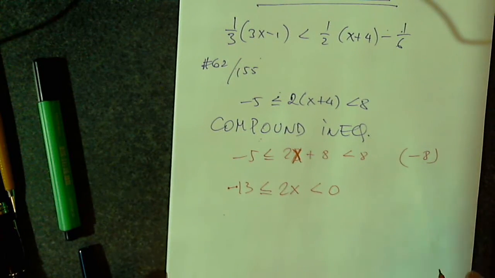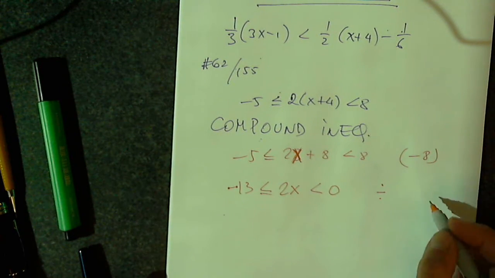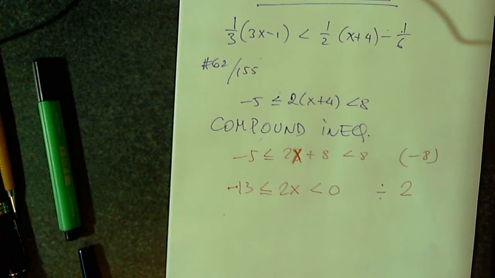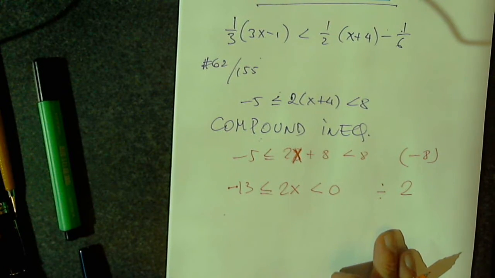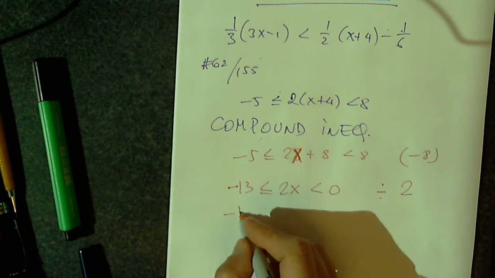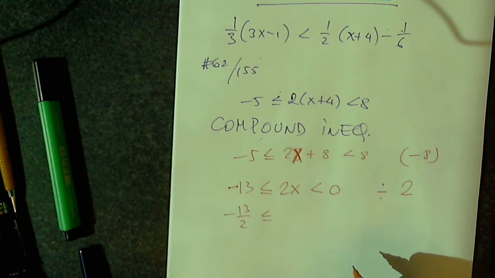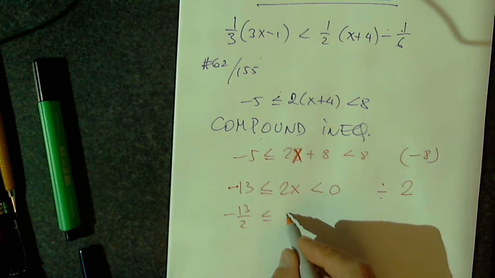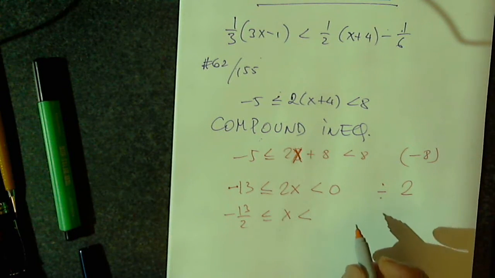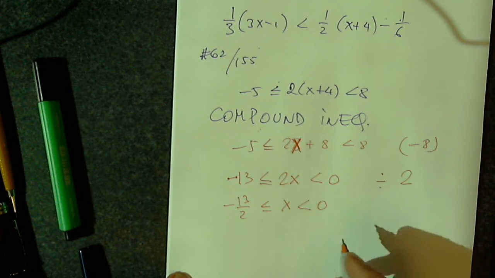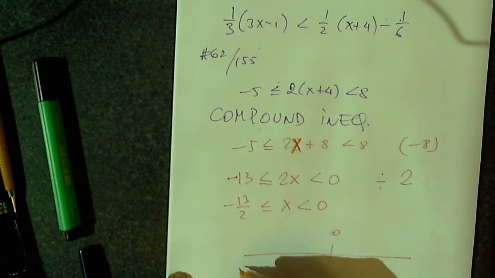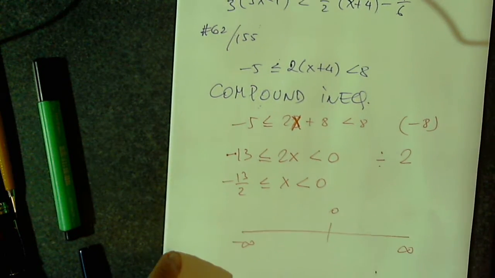Final step. Divide by 2x. Almost done. I can never divide by x. Divide by 2. We cannot divide by x. All I need is to divide by 2. Perfect. So -13/2 less than or equal to x, and less than 0. Excellent. In interval notation, 0 in the middle, -∞, infinity.